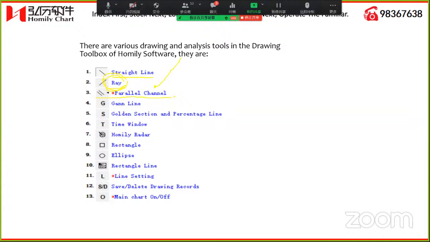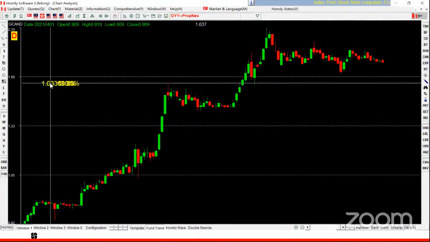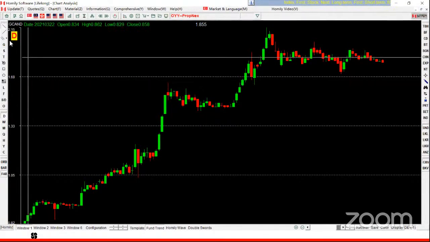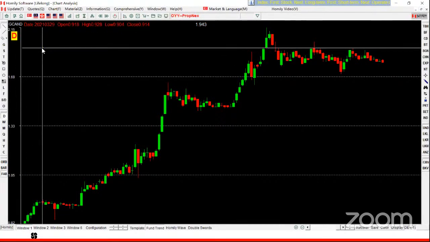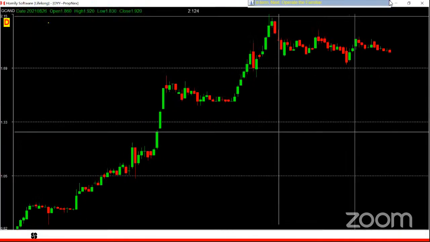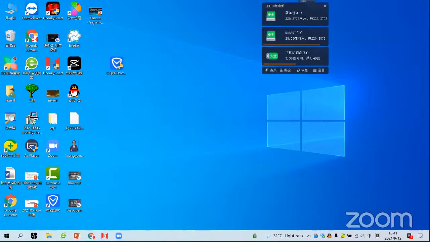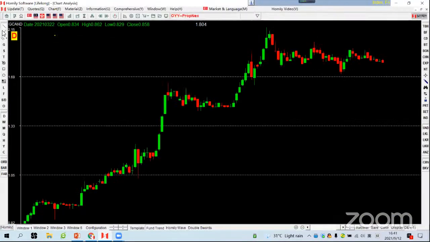Parallel channel is to... okay, maybe we go to the software. Give me a minute, I call it out. Okay, so this is the parallel line. You can draw two parallel lines in this function.